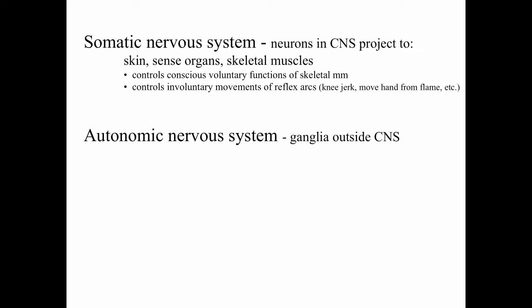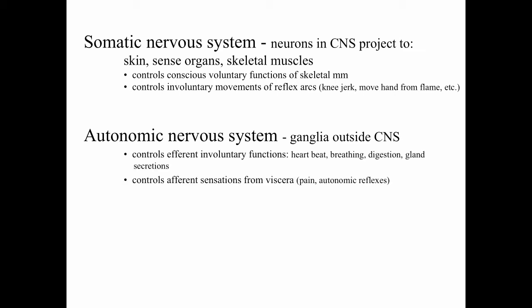On the other hand, the autonomic nervous system controls efferent involuntary functions like heartbeat, breathing, digestion, maybe secretion of glands. It also would control afferent sensations from the viscera. So for example, if you were sensing pain from some of the visceral organs. Now, as we said, in the somatic nervous system, the neuron cell bodies are usually within the central nervous system. In the autonomic nervous system, there are ganglia that are outside the central nervous system.